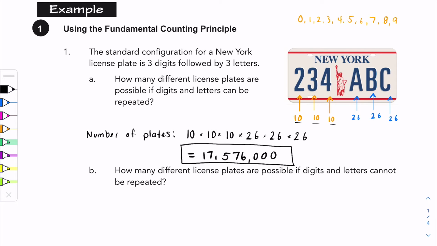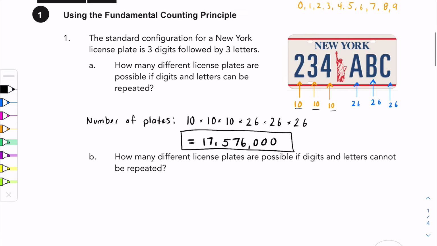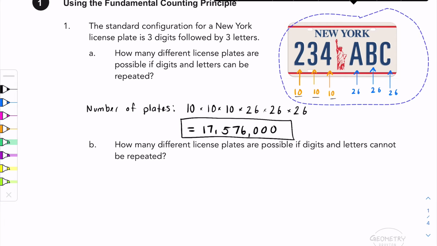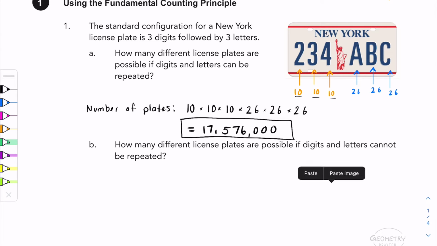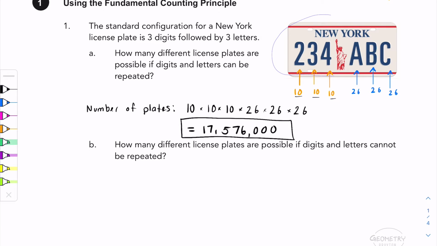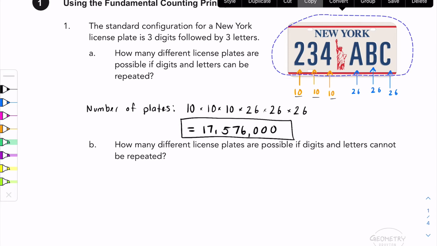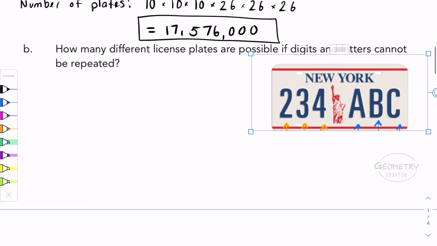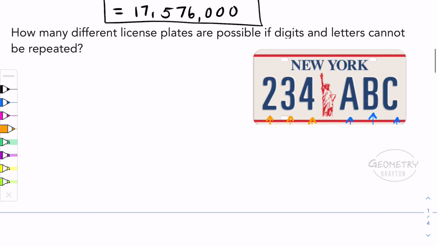For part B, it says how many different license plates are possible if digits and letters cannot be repeated? Okay, so let's take a look at the license plate again. If letters and digits cannot be repeated, then let's start with this first place. We have a possibility of 10 numbers, 0 and then 1 through 9.